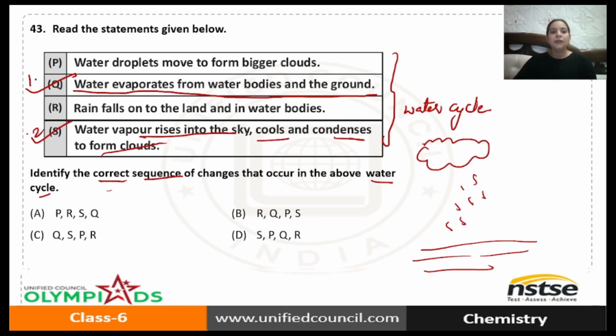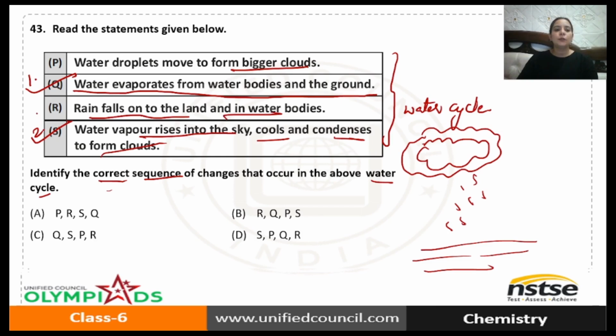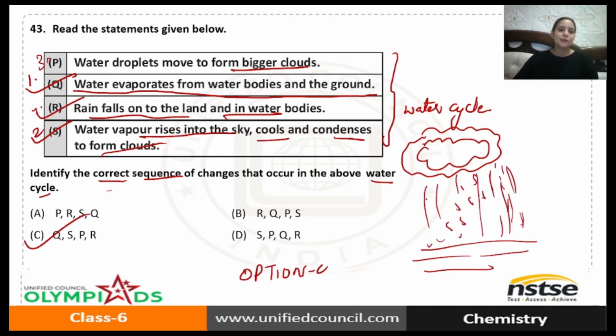And then what happens? When water droplets move to form bigger clouds, these clouds grow, keep on increasing their size. And then a stage comes when the rain falls on the land and in the water bodies. Then comes R. So basically it will be QSPR. So which option would be right? Option C will be right, because when these clouds will be flooded, then water will come in the form of rain on the earth surface. This is how water is circulated.